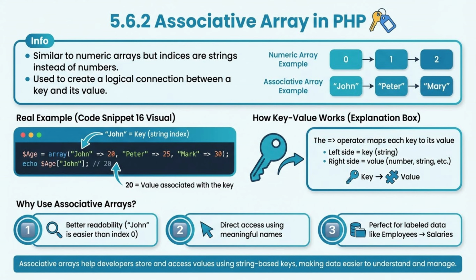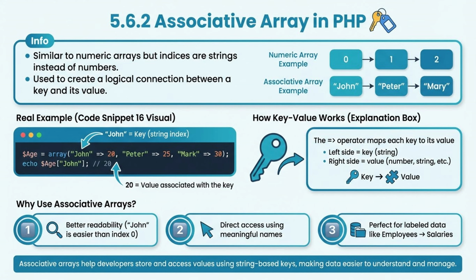In the real example shown, the associative array $age stores ages for different people. Each name is used as a key. John equals 20, Peter equals 25, and Mark equals 30. When you write echo $age['John'], PHP finds the key John inside the array and returns the value 20. This shows how associative arrays allow you to access information directly using meaningful names, rather than relying on the position of a value in a list.